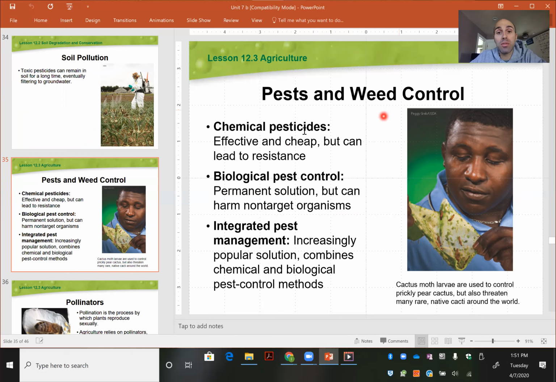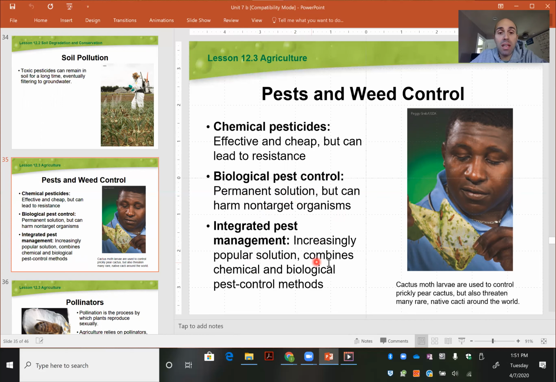So pest and weed control, we talked about the chemical pesticides. They're cheap, they're effective, but they lead to resistance and they build up. We talked about the biological pest control. It's a permanent solution, but it can harm non-target organisms, meaning it's like that broad spectrum, right? It can harm organisms that we're not really going after, as a result. And then last, the integrated, this is the best one. This is what we want to use first.